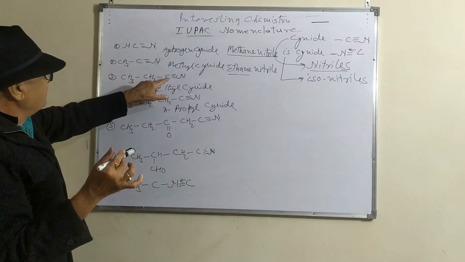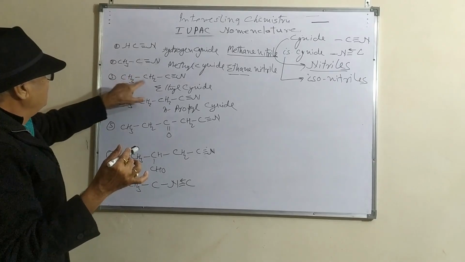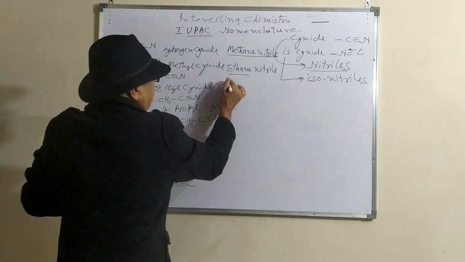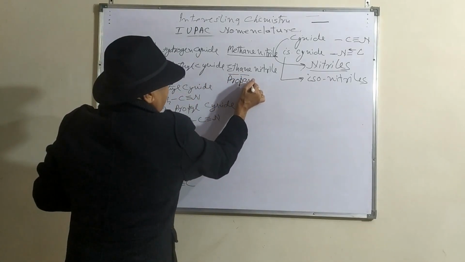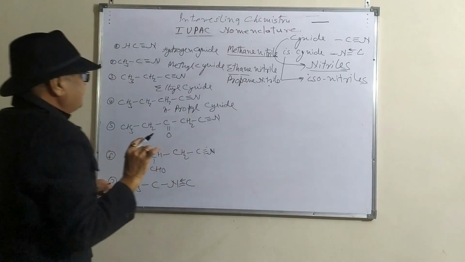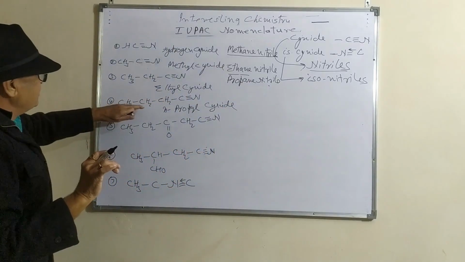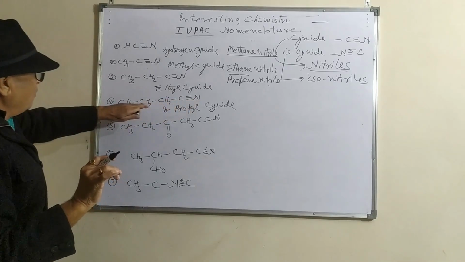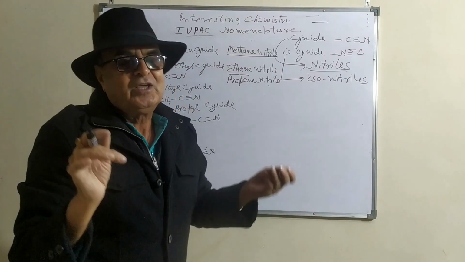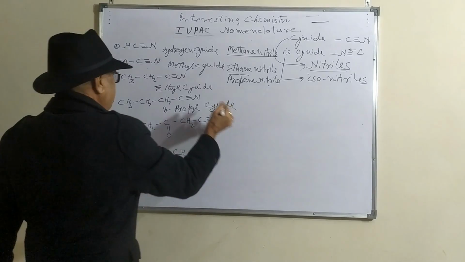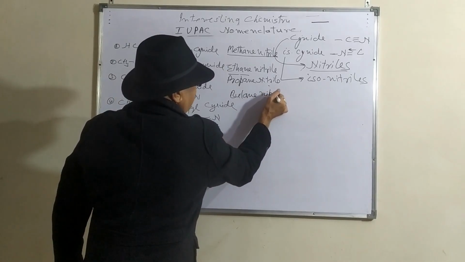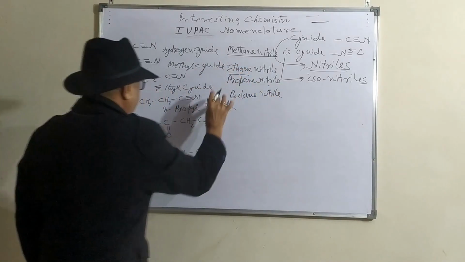So here how many carbons are there? There are 3 carbons, 1, 2, 3. So the name of this compound will be propane nitrile. Again, here CH3, CH2, CH2, CN. Here are 4 carbons. So what will be the name of this compound? I think you have understood. You can tell me, the name of this compound will be butane nitrile.